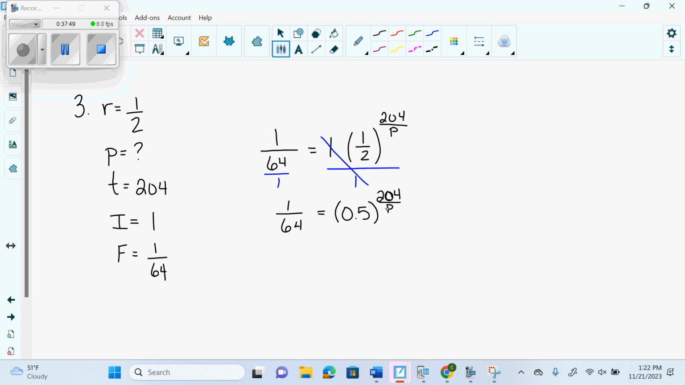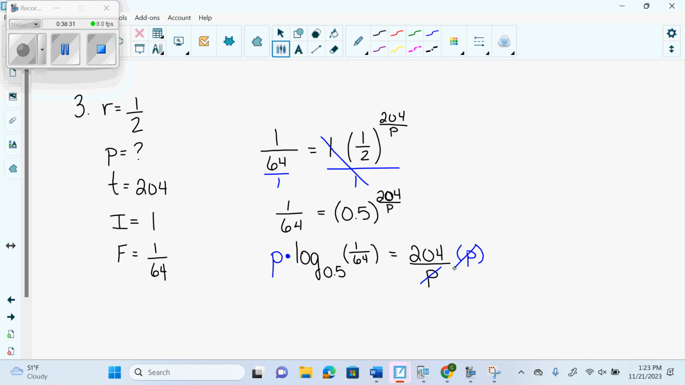So I have 3 pieces of information. Can I convert to a log now? Yes. So I get log base 0.5, so this is a subscript, of 1 over 64, and it equals 204 over P. Now some people say, well, I just multiply by 204. Is that true? No, I'm going to have to multiply by P, correct? So I multiply by P, so I get the P up here.